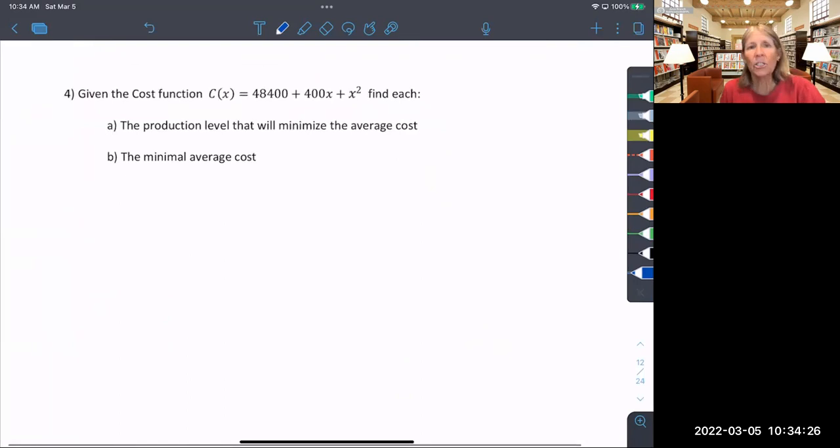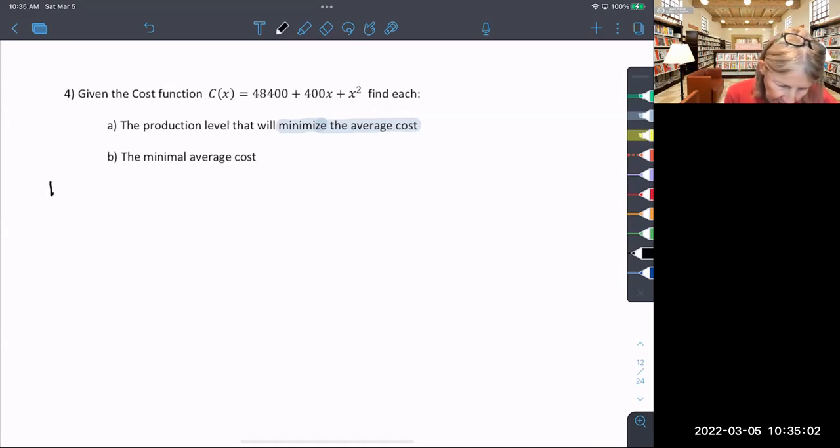It's giving you a cost function. And it says, find the production level that will give you the minimum for the average cost. Okay, so we're trying to get the minimum for the average cost. Be careful now. It's not the minimum cost. It's the minimum for the average cost. So what I need in order to do this problem is an average cost function. Whatever you're trying to minimize or maximize, that's the function you work with. So the first thing I need to do is find an average cost function.